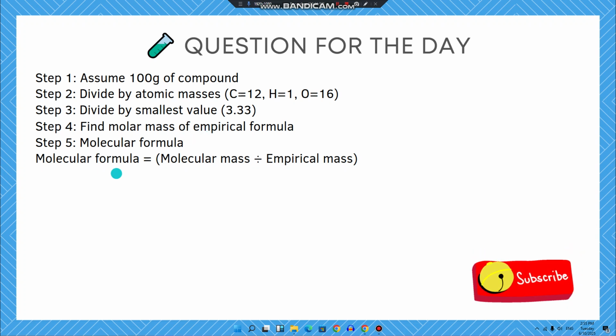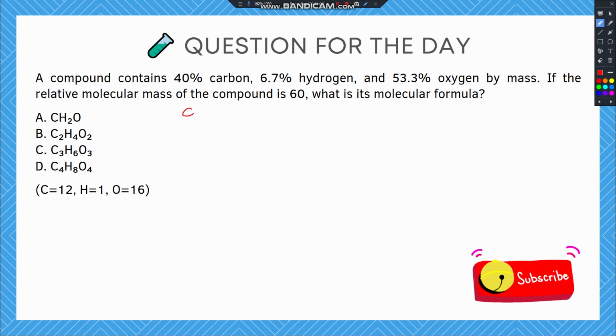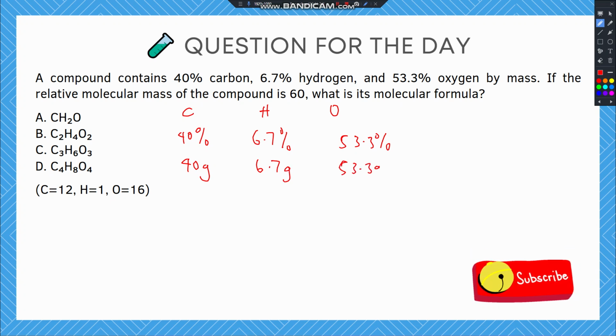So we have the question now. The first step says assume 100 grams of the compound. So carbon has 40%, hydrogen has 6.7%, and oxygen has 53.3%. Instead of percent, we just change them to grams. So we have 40 grams, 6.7 grams, and 53.3 grams.